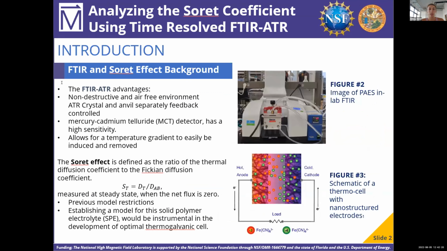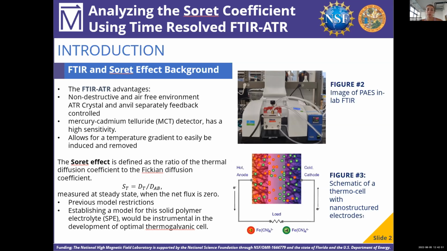So a little background on the FTIR. This is the machine I used in lab this summer. It is a way to provide a non-destructive and air-free environment. The ATR crystal and anvil are both separately feedback controlled, so it detects any asymmetry. I used an MCT detector, which has high sensitivity and a low signal-to-noise ratio. This was needed for the small magnitude of the diffusion coefficients, and it can also make a temperature gradient easily induced or removed. It can go up to 80 degrees Celsius per minute.